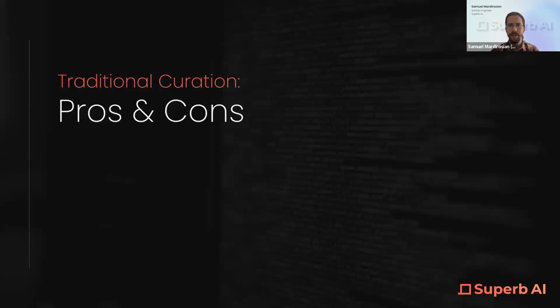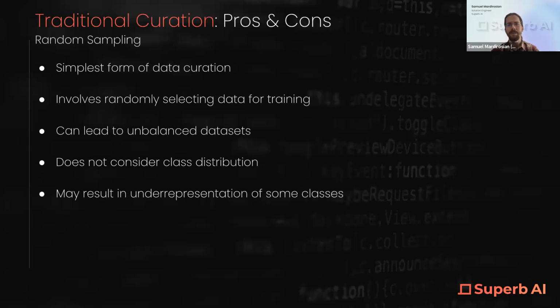Okay. Let's take a look at some traditional data curation methods and some advantages and issues that they can have. So random sampling is a traditional approach to data curation where a subset of data is selected randomly. In our experience, this is probably one of the most common methods of data curation, probably because it's so simple and easy to implement. But it has its limitations.